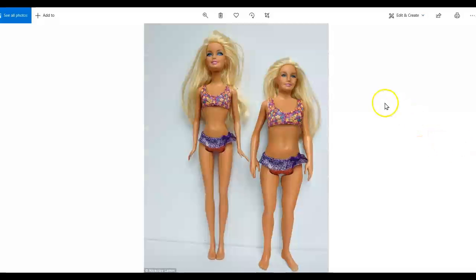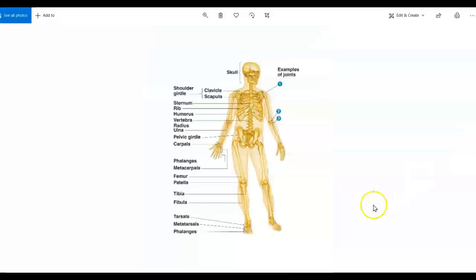This is another humorous one. Here's a Barbie over here, and this is what a Barbie doll would look like if they had more normal, average proportions. Pretty humorous. So here we are looking at scale, how things measure up to a human.